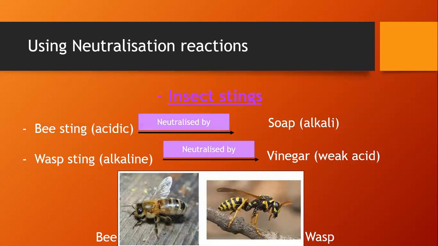Is it clear, guys? Yes. Is there anything hard about it? No. All right. Now let's move to the next thing that we can use the neutralization reaction in.